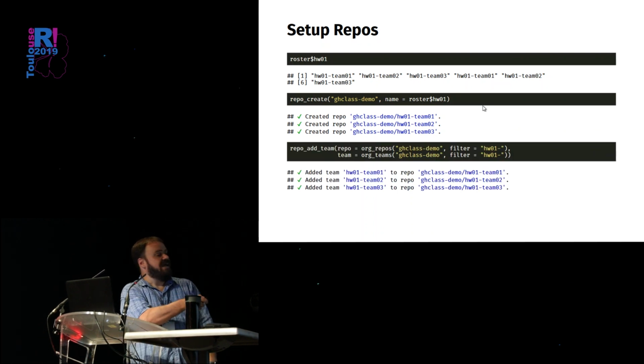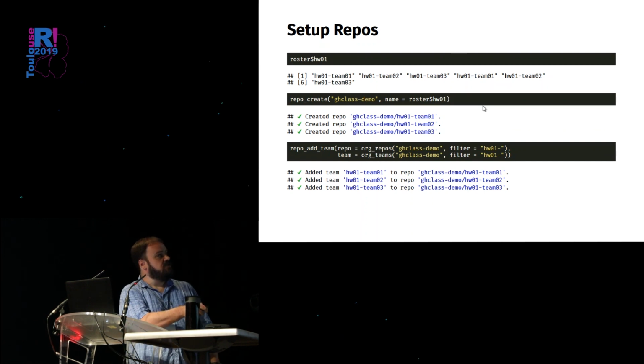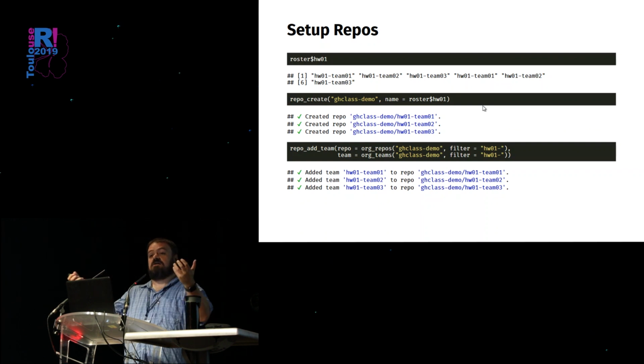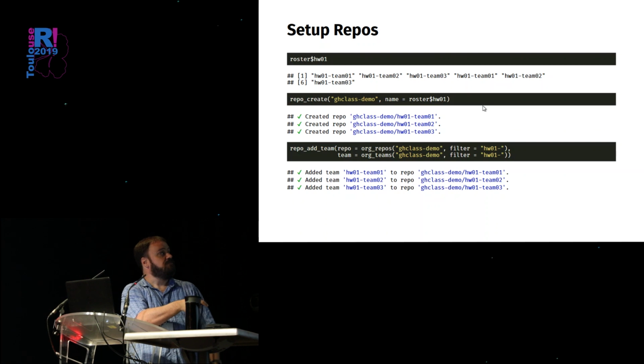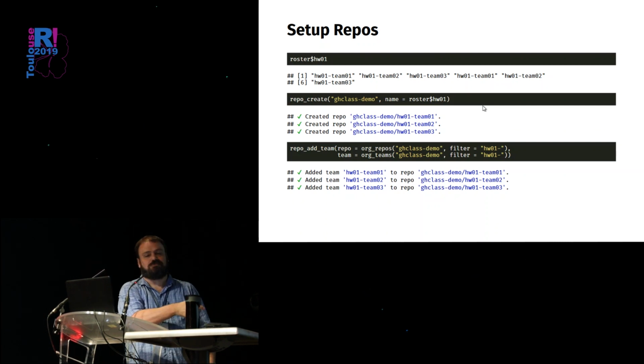Once we've done that, we then want to add the teams to these repositories. So take the repos. I'm going to then use this org repos function to go out and dynamically from GitHub pull back what repositories exist within this organization, and then we have a helpful filter function that says, but once you get those results, filter them for only the ones that match this particular string pattern.